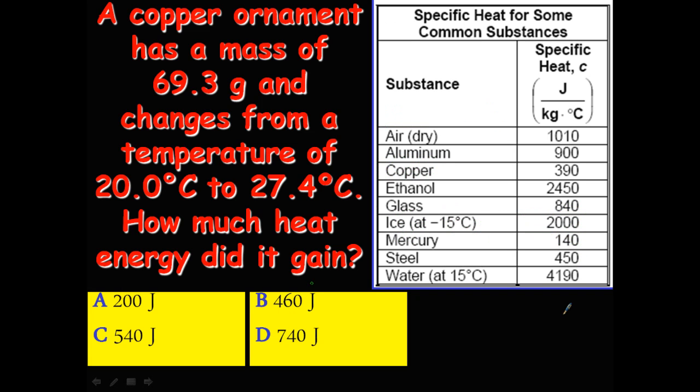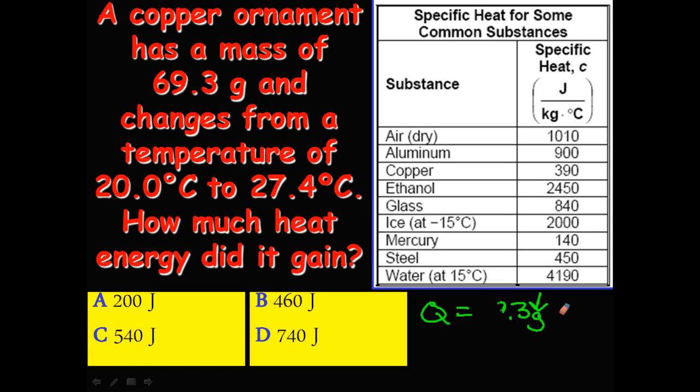All right, our copper ornament has a mass of 69.3 grams and changes from a temperature of 20 to 27.4 degrees Celsius. How much heat energy did it gain? I will give you charts like this on the test so you can pick off information. So we're looking for the heat, the amount of thermal energy. So Q equals m, and our mass is 69.3 grams. What is wrong with that? We don't like grams. We want kilograms. We've got to divide that by 1,000.